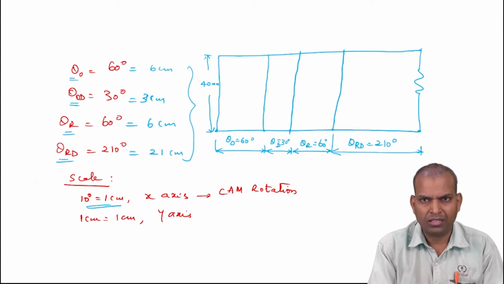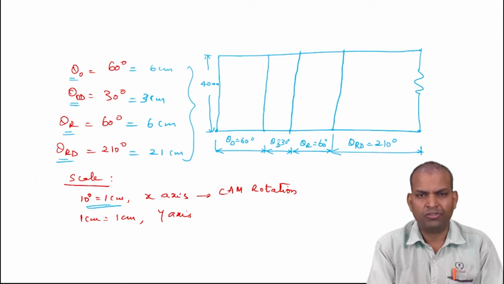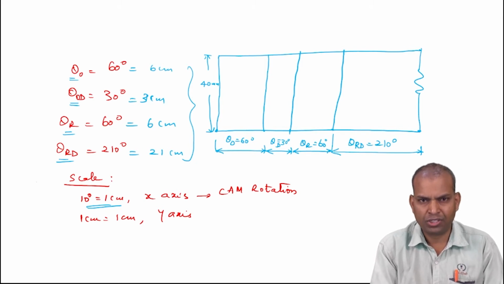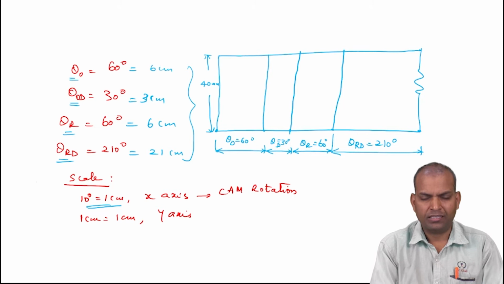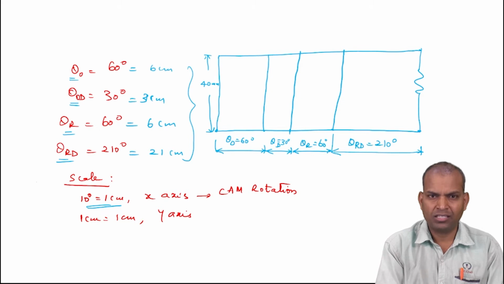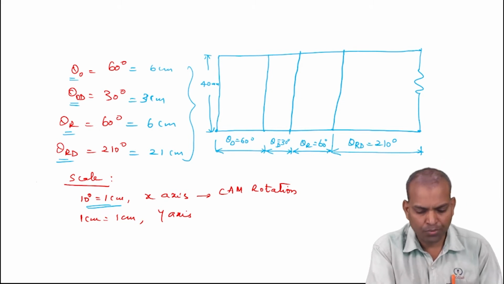While answering this question and drawing a displacement diagram, it crosses the border of your answer script. Our requirement is theta outstroke or theta O, theta OD and theta R. And theta RD doesn't require that much in order to draw because it is a dwell zone. So no need to extend because it crosses the answer script page.